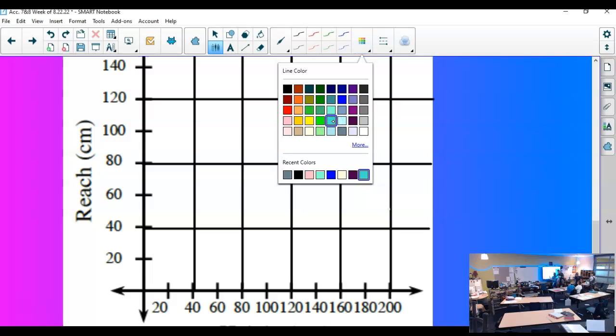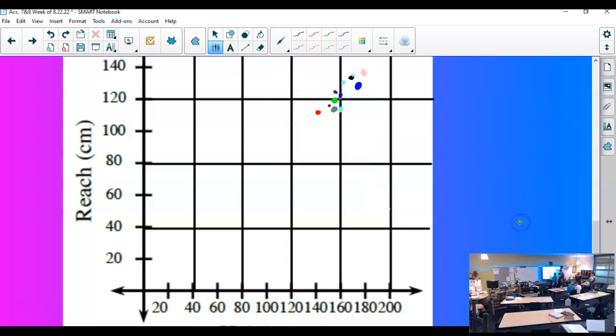So then your height was 154, so that's down here. So 154 is about here-ish. But then reach 115. So there's 80, 100, 120. So 115 is right about there with all your friends. All right, grab a seat.